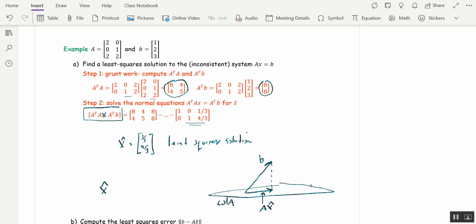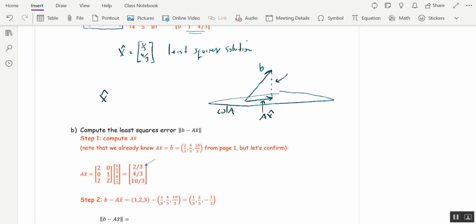Now let's compute the least squares error, which is this distance between B and AX hat. So the first thing we have to do is find AX hat. Now we already know AX hat is B hat, and we did this on the first page. That's this vector here, but let's just confirm. So I take A and multiply by X hat, and indeed I get the same vector that I got by using the ODT. So it's a different way to get the same vector.